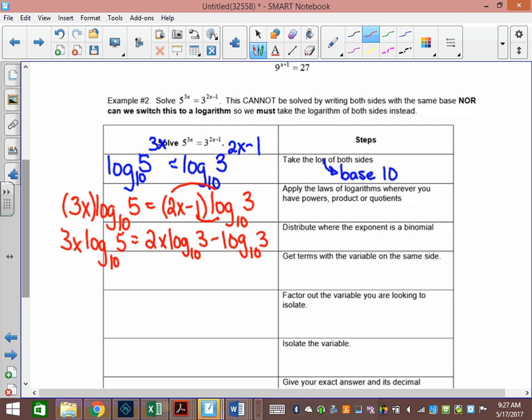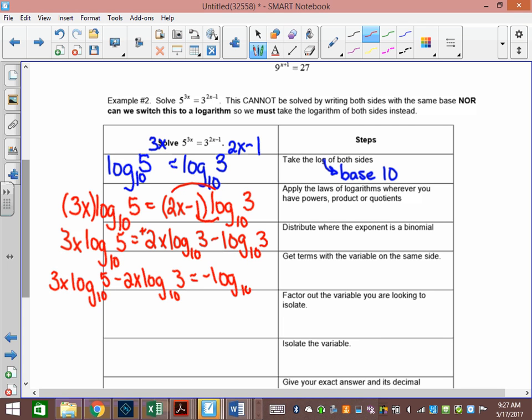So a lot of people try and divide this over. This is a positive 2x log 10 of 3. So I'm going to subtract it over. So I'm going to get 3x log base 10 of 5 minus 2x log base 10 of 3 equals negative log base 10 of 3.